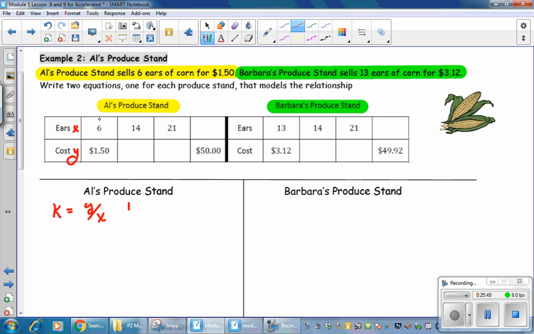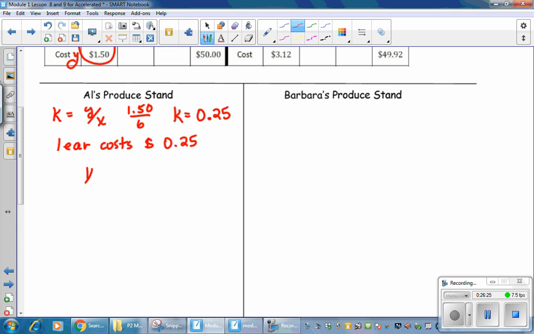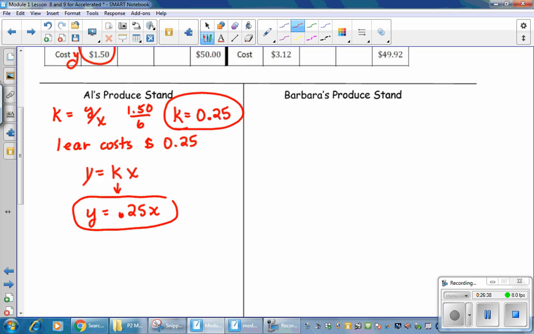So we take an ordered pair, and we take $1.50 and we divide it by 6 ears of corn. So the unit rate at Al's produce stand is 25 cents, 0.25. And that means that 1 ear costs 25 cents. Now it says to write an equation. So remember that the structure of the equation is y equals kx. We found the unit rate, and now we substitute it for k. So y equals 0.25x. And that is the equation that can be used to determine how many ears of corn you can buy for a certain amount of money, or if you know how many ears of corn you're going to buy, how much money it will cost.